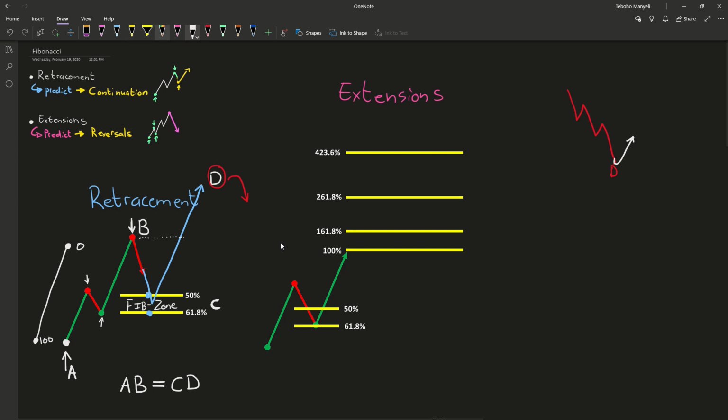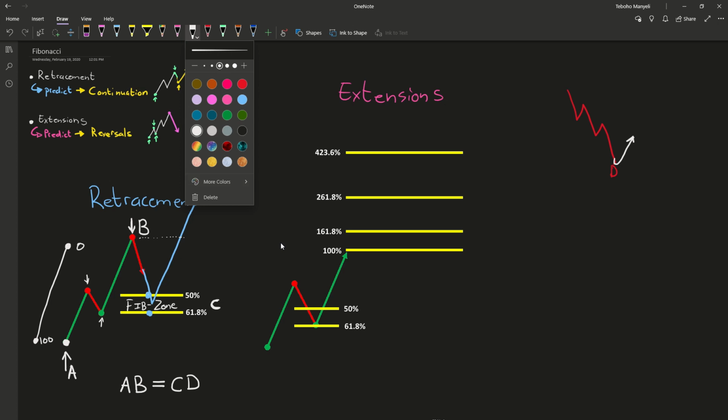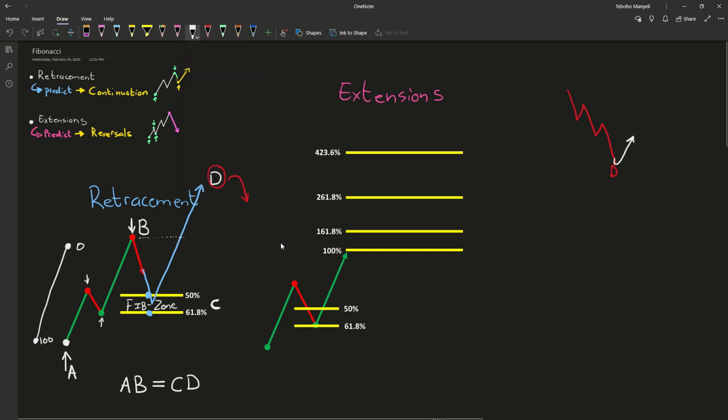So in order to use the Fibonacci expansion tool, we need three pieces of information. In the first one, we only needed to find out where A and B are. In this case, we need three pieces of information. We need the first buyer, which is point A. We also need the first seller, which is then your point B. And then we need to already have a second buyer, which is then your point C. So you need all three of this information before you can actually use the Fibonacci extension tool.